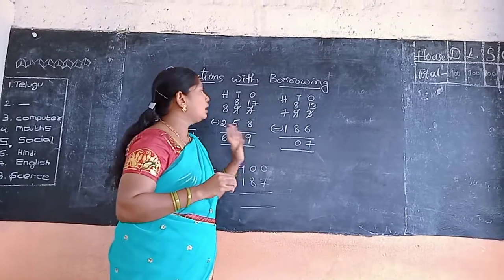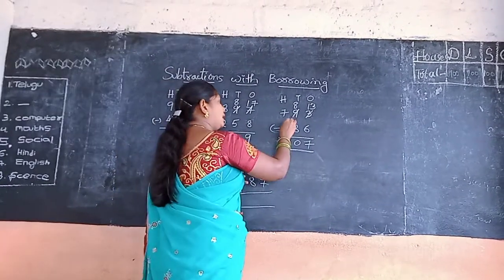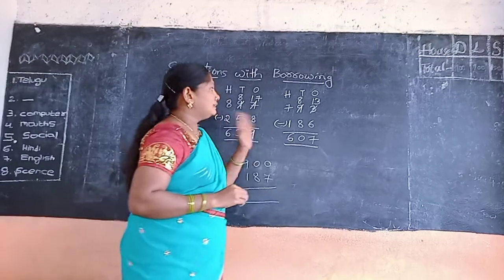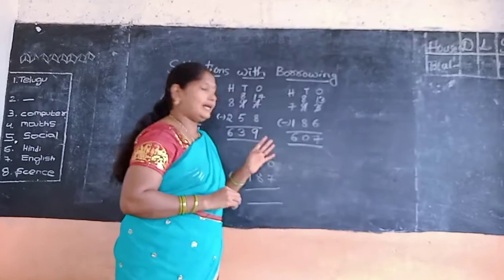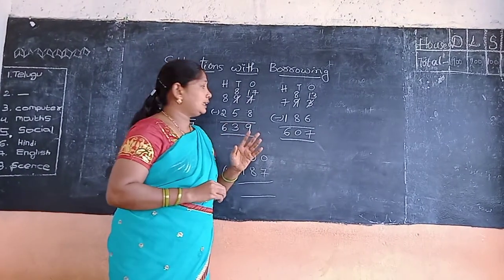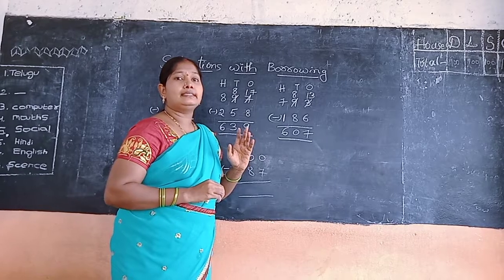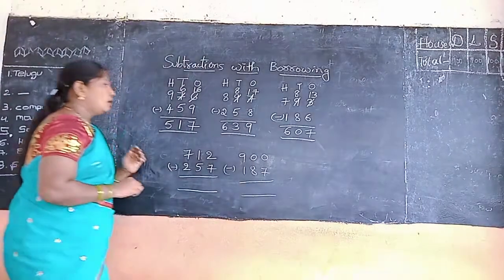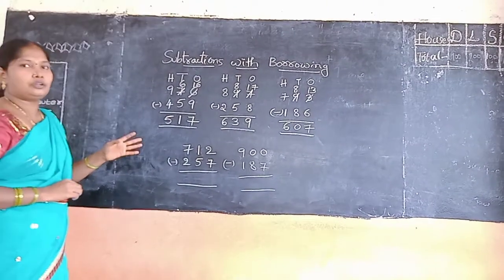Now go to next one, 100's place. 7 minus 1, how much? 6. 793 minus 186 is equal to 607. Okay, this one is completed. Next, go to next sum.